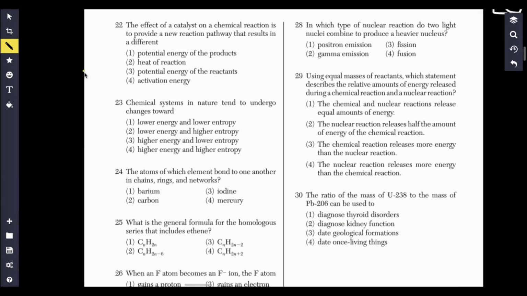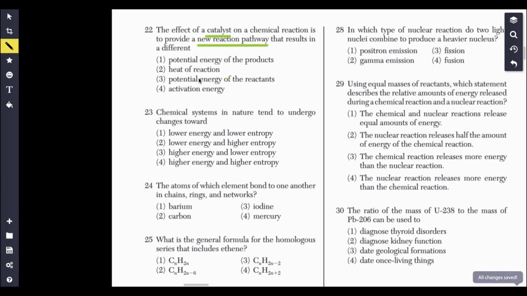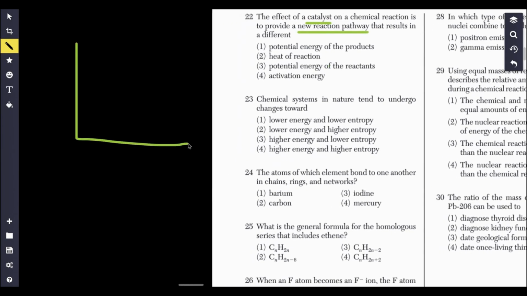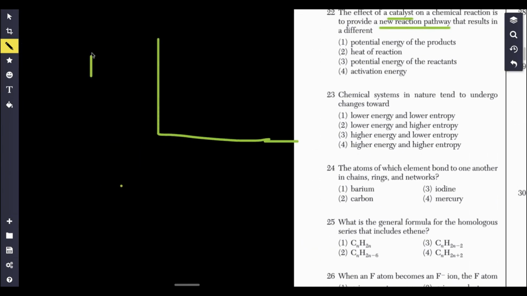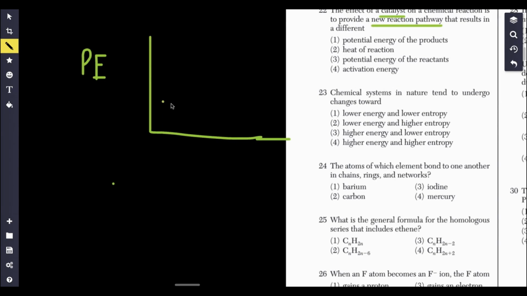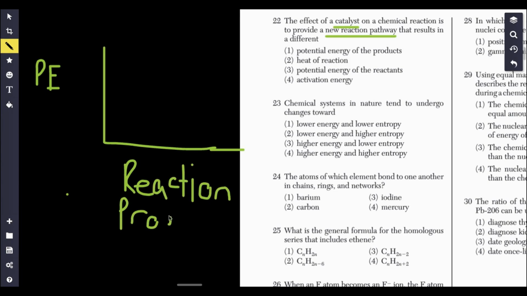We're going to continue our journey through the regions. The effect, or chem regions. So the effect of a catalyst on a chemical reaction is to provide a new reaction pathway that results in a different what. So hopefully you remember this little chart right over here. Remember that, let's say on the y-axis is potential energy, and on the x-axis we're going to have reaction progress.